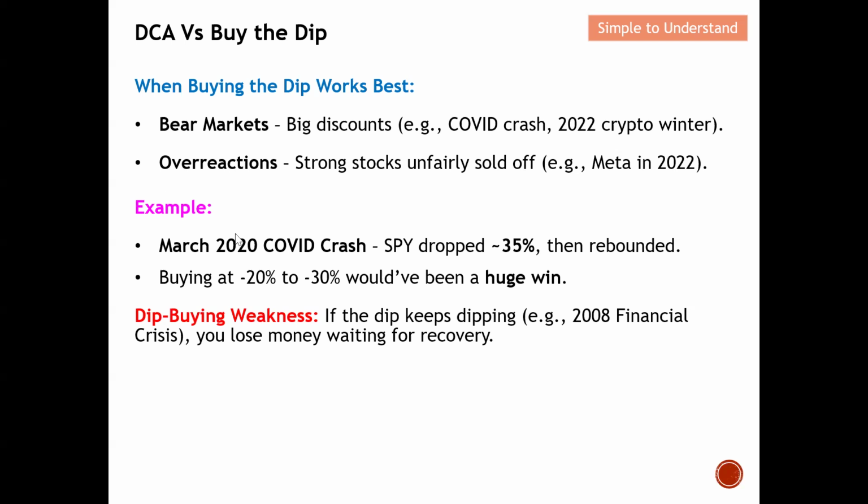These are some of the examples I mentioned earlier. For example, in March 2020, under the COVID crash, SPY dropped about 35%. After that, it rebounded. So if you are able to identify the dip, you will have some profit. You may not identify the lowest point, but as long as you follow the general idea of buying the dips, whether at 5%, 10%, or 20%, you will be able to make substantial profit. Buying at 20% to 30% down would have been a huge win.